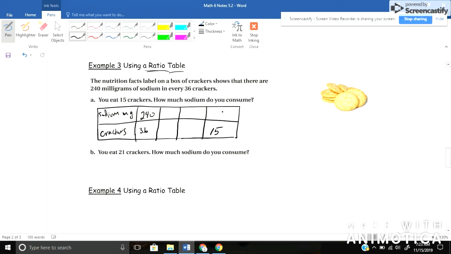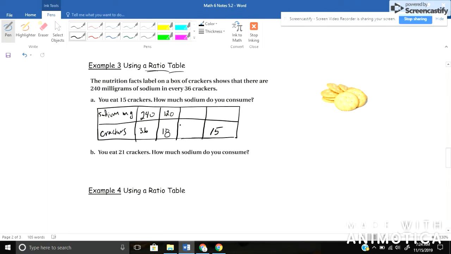So to go from 36 to 15, there's not a nice number I can multiply or divide by. So I'm going to try to go from 36 to a more compatible number that I know can eventually get me to 15 by multiplying or dividing, right? So I'm going to try to halve my recipe at first. Sometimes that can help. If I take 36 and divide it by 2, that gives me 18. Well, if I halved it, I also need to halve my sodium, so that would give me 120 milligrams.